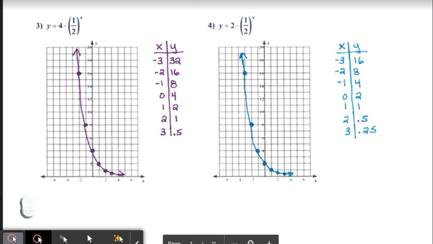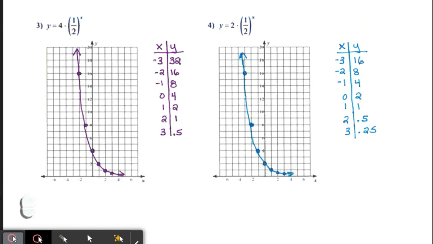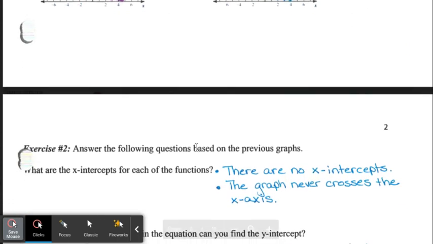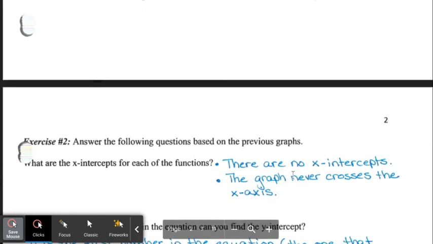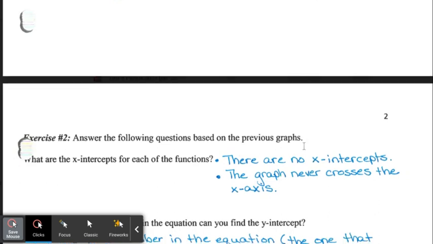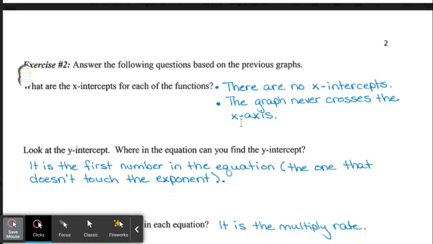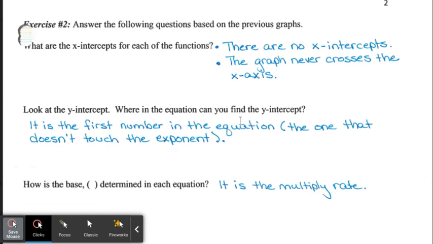I'm going to make a new video. Actually, no, I'm not. I'm kind of winging it. So if we're looking at page 2, let me just move on. It says, answer the following questions based on the previous graphs. You can pause this and copy the notes down. This is all we're doing. You can cross off exercise 3. I don't like the way it worked out. And then I'll go back to the graph and take a look, and we can go through.